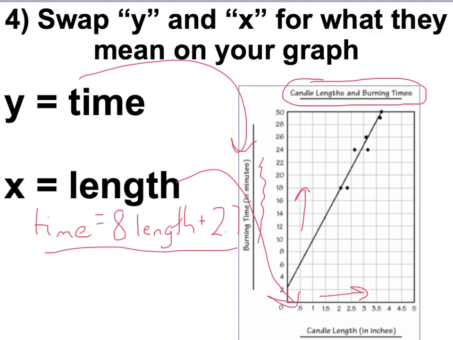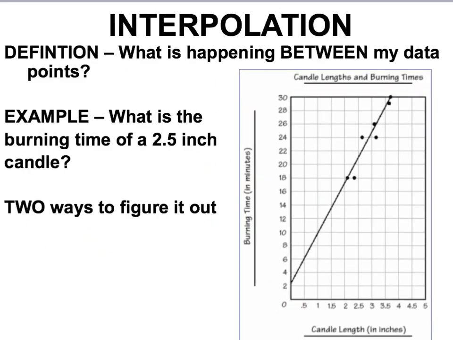Let's take this a little bit farther. Now, once we have our equation for a line and our line of best fit, we can do what's called interpolation and extrapolation. Interpolation allows you to figure out what's happening between your data points. So inter means between. So here's an example. What is the burning time of a 2.5 inch candle? Well, if we look at 2.5 inches here and follow this up to the top, we don't have a data point for that. But because we have a line of best fit, we can figure that out. And because we have an equation for a line, we can figure that out.